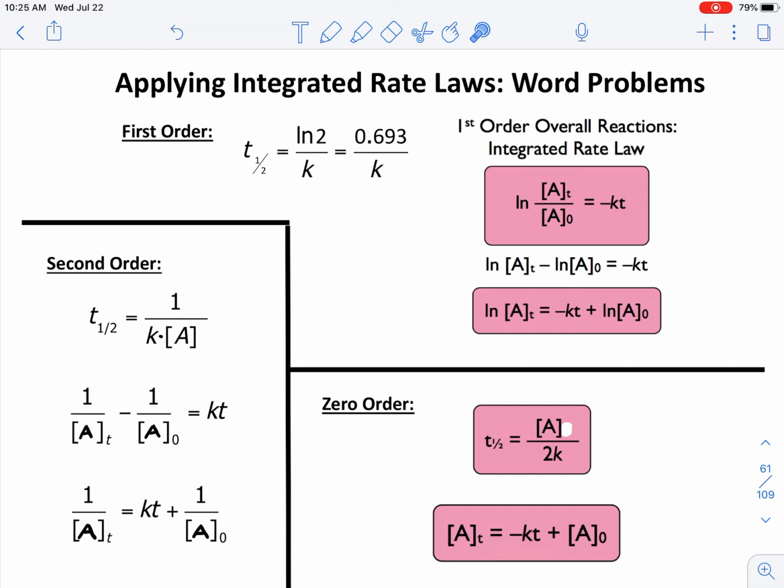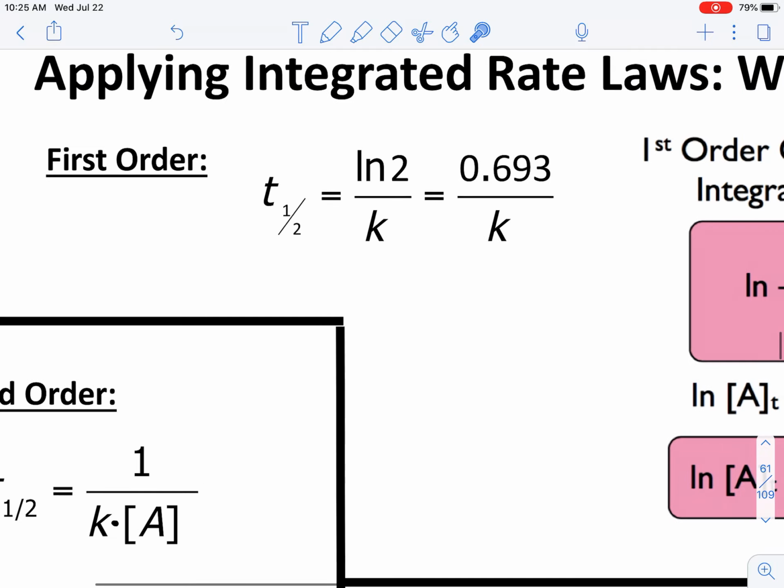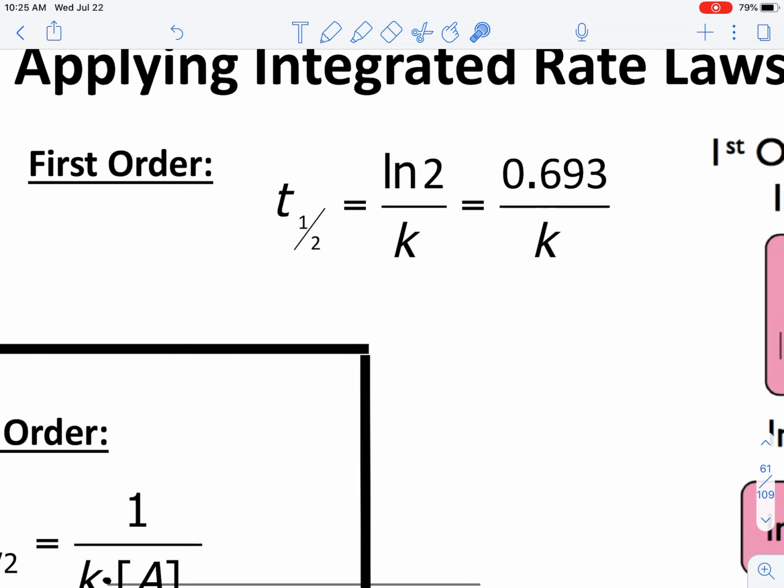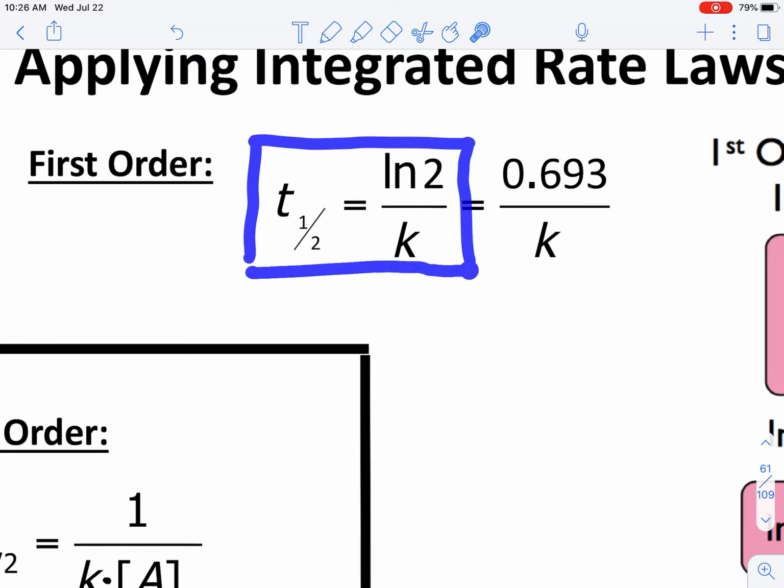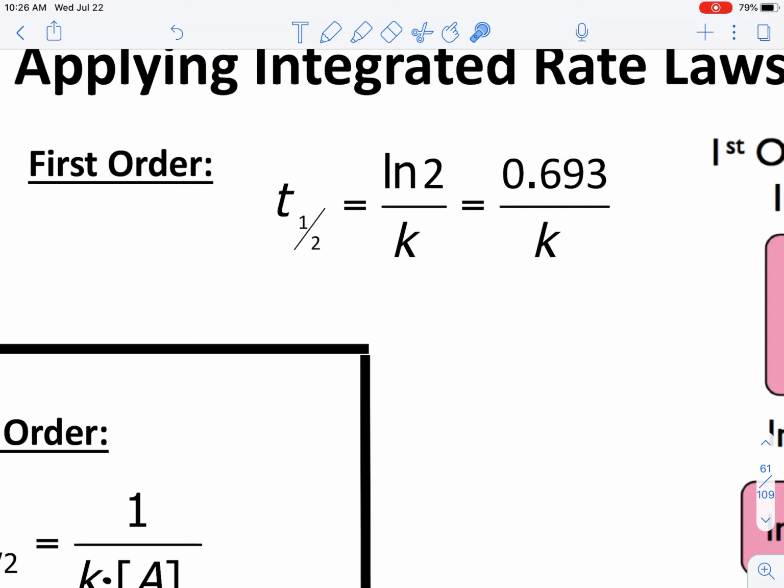To begin, we will quickly review the half-life and integrated rate law equation for each order of reaction. So let's go ahead and look at the equations for first order. The first equation that you guys are seeing is the equation for the half-life for first order reactions, where T1/2 is going to equal the natural log of 2, divided by the rate constant K.